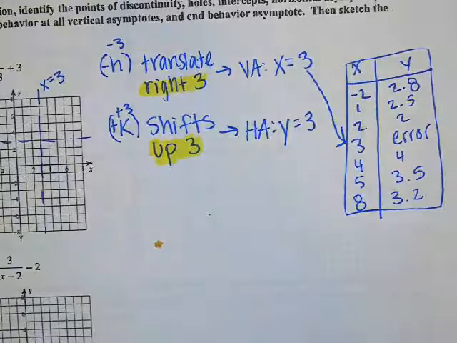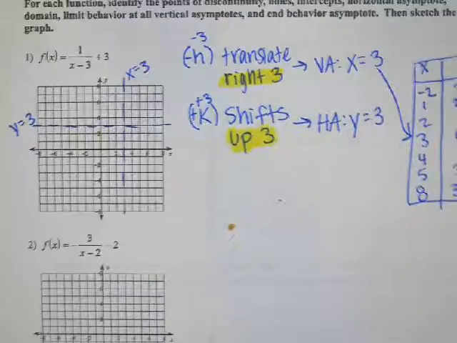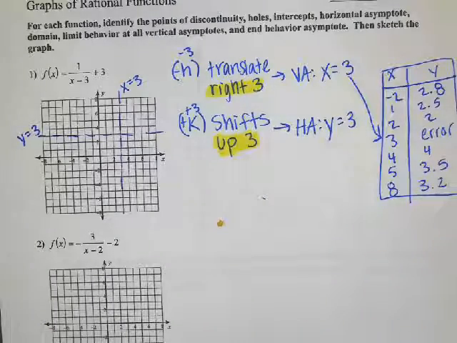Okay, do we have any holes? Will we ever have holes with transformation form? Probably not, because in transformation form we don't need to factor. So you have no way of having a hole being removed. There's nothing being removed from the original equation. Alright, so let's plot the points, and then we can do domain and range.